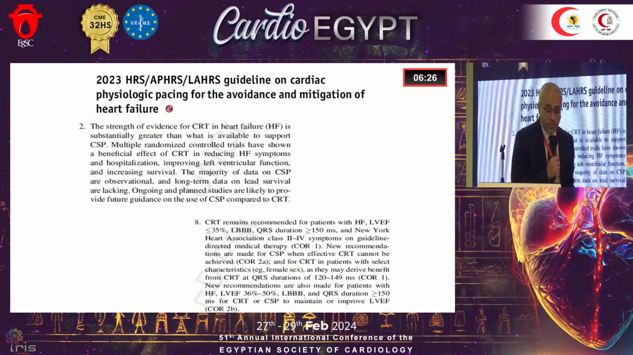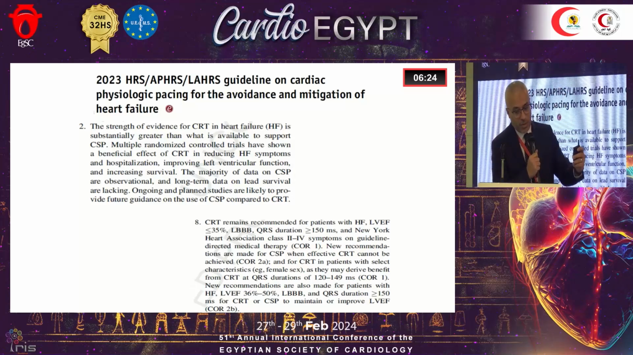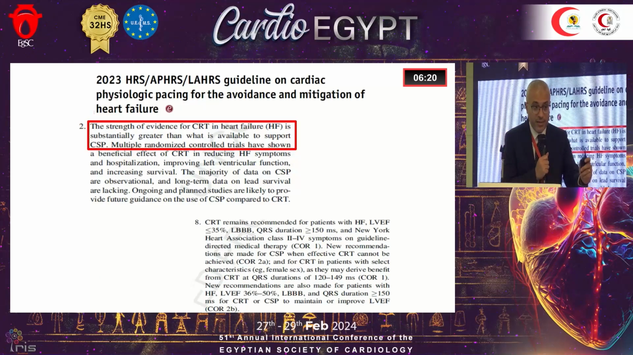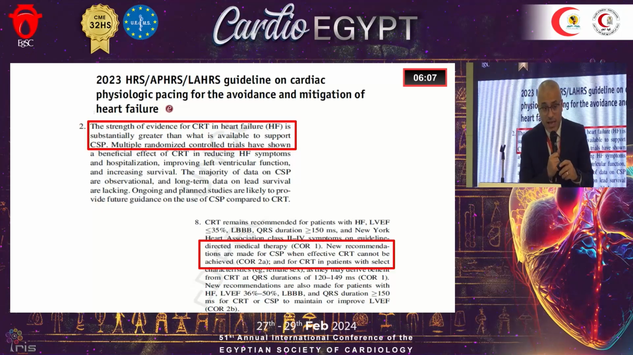So these are the most recent HRS guidelines for physiologic pacing. They indicate that CRT is still a class 1 indication in patients with left bundle branch block and ejection fraction below 35%, but you can use left bundle area pacing or conductive system pacing if you cannot deliver effective CRT in these patients.